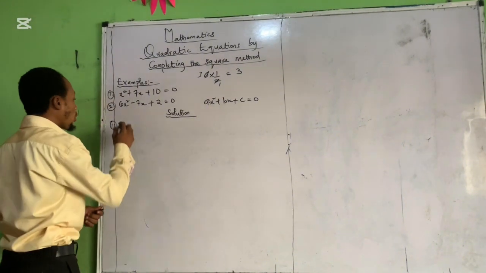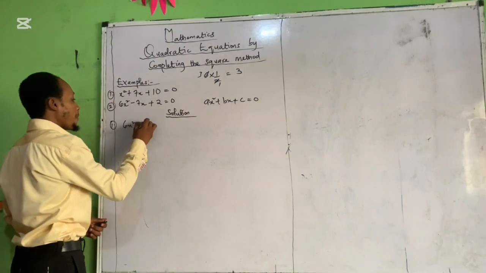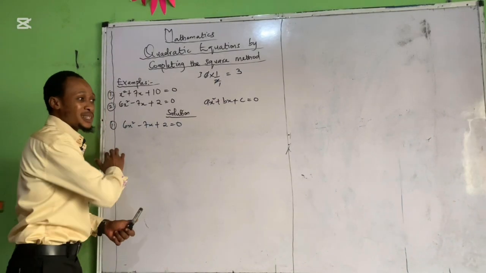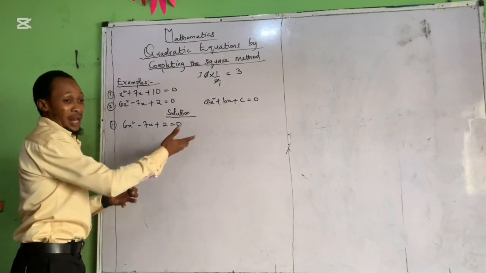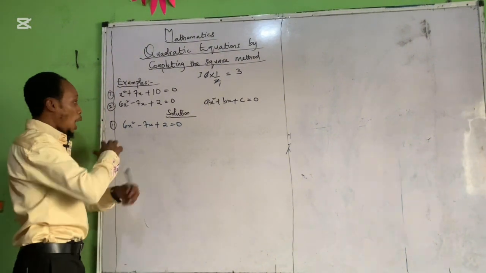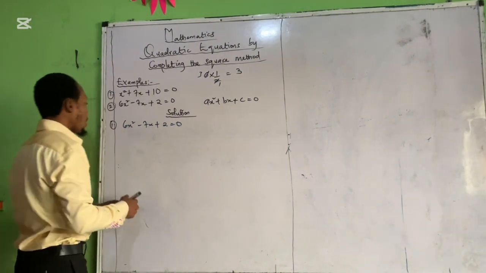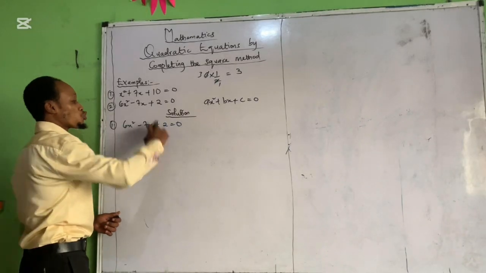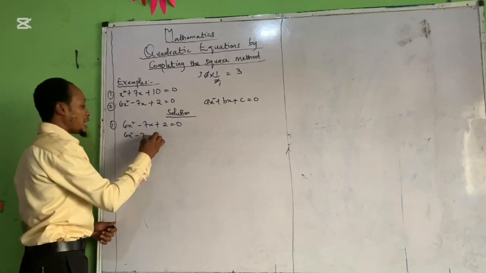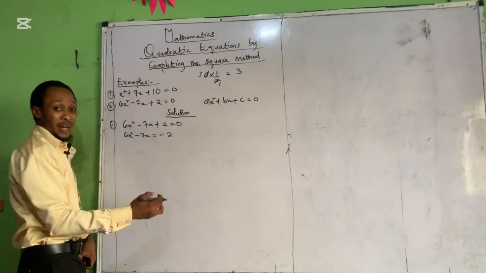Now for the second one, we have 6x squared minus 7x plus 2 equals 0. Now this second one, I'm not going to be writing all those outlines, like the guidelines, because we already had the first calculation. So I'll just go straight to the point so I do not waste our time. The first thing is to transfer the constant. So we have 6x squared minus 7x equals minus 2. We have transferred the constant.